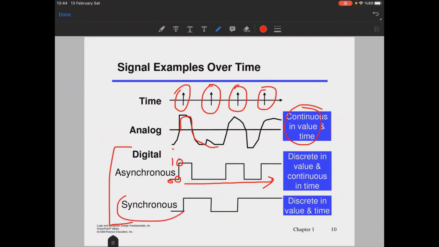And here you see the synchronous signal, where the values are fixed again, discrete, and it is also updated at discrete time intervals as well. You see these are equal and they're updated at equal time intervals. Now, it means that we're talking about a synchronous system here.